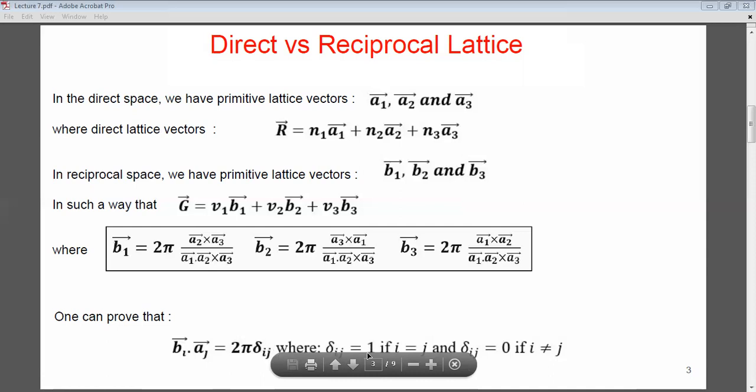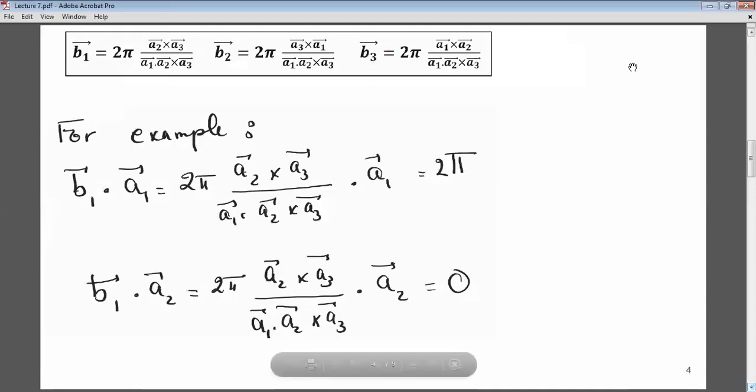It's 1 if i equals j. So delta 1,1 is 1. Delta 2,2 is 1. Delta 3,3 is 1. Okay? And it's 0 otherwise. So delta 1,3 is 0. Delta 1,2 is 0. Okay? In other words, B1.A1 is 2 pi. B1.A2 is 0.